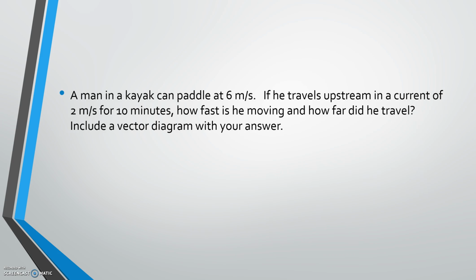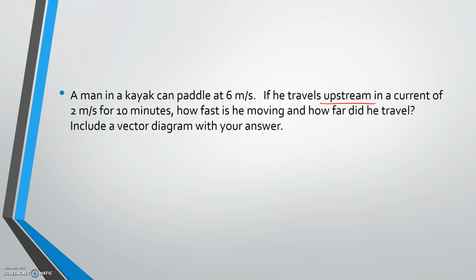Now let's look at a different scenario. This time it says a man in a kayak can paddle at 6 meters per second. That part's the same. But it says if he travels upstream in a current of 2 meters per second for 10 minutes, how fast is he moving and how far did he travel?